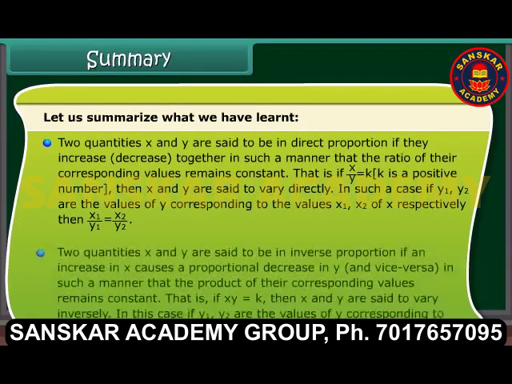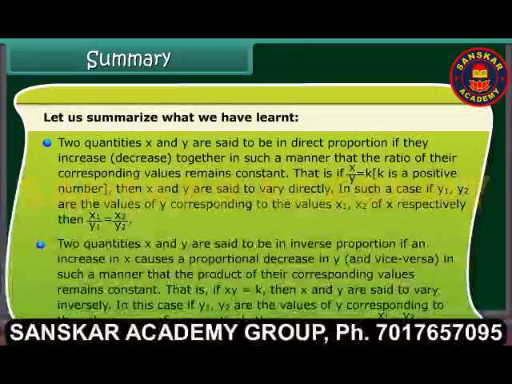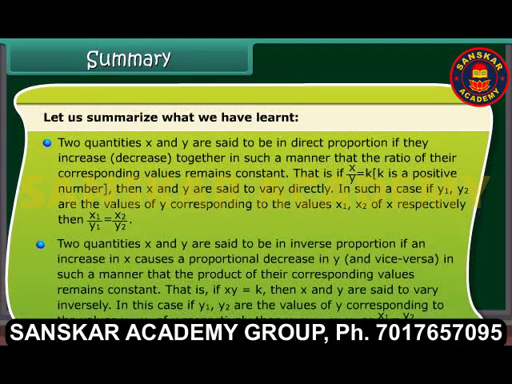Two quantities x and y are said to be in inverse proportion if an increase in x causes a proportional decrease in y, and vice versa, in such a manner that the product of their corresponding values remains constant. That is, if xy is equal to k, then x and y are said to vary inversely. In this case, if y1, y2 are the values of y corresponding to the values x1, x2 of x respectively, then x1 y1 is equal to x2 y2, or x1 upon x2 is equal to y2 upon y1.